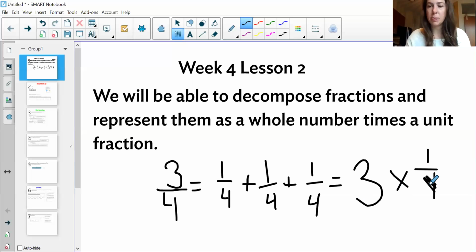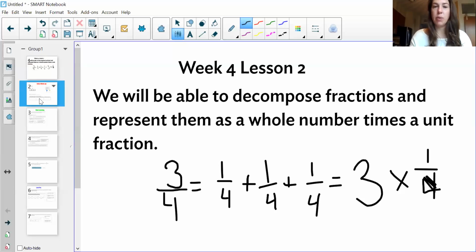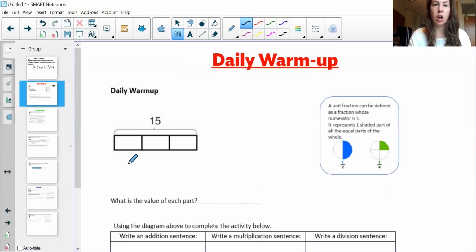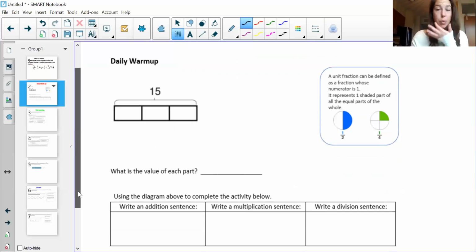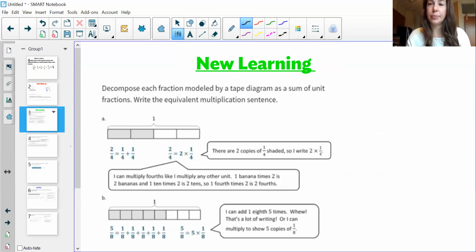Even on a computer, my smartboard messes up. So you guys are used to this already. So this is what we're going to be learning. We've already learned this year, so it shouldn't be that new for you, but I'm going to go over how to do it with the tape diagram. So just like yesterday, the daily warm-up, you guys are going to do this part on your own. This is what it looks like. So this is independent, but if you need help, you can always call me. So let's get started with the new learning.